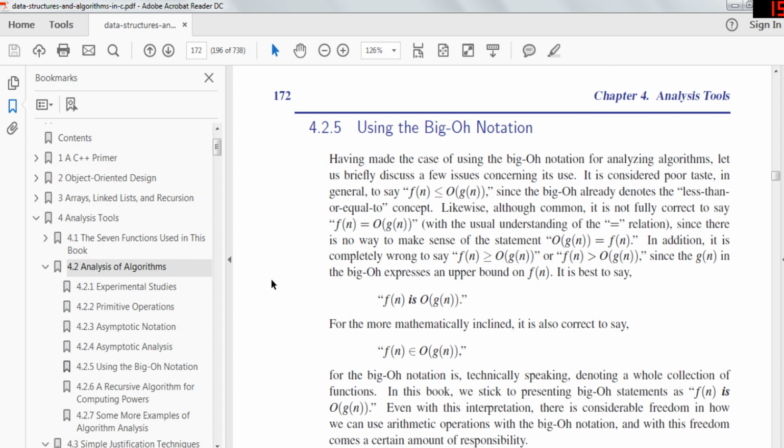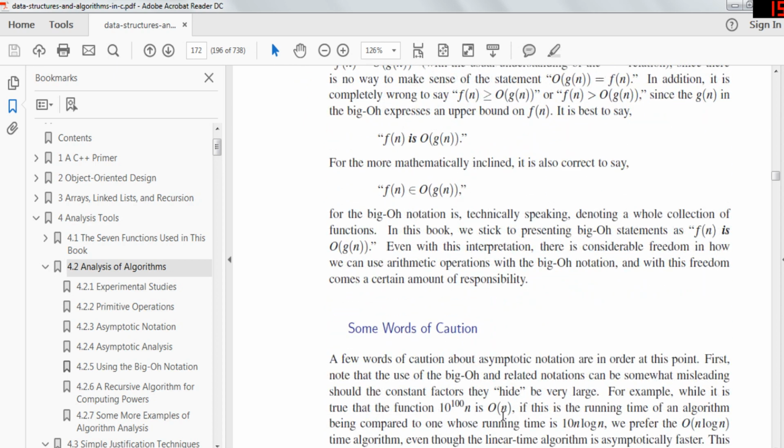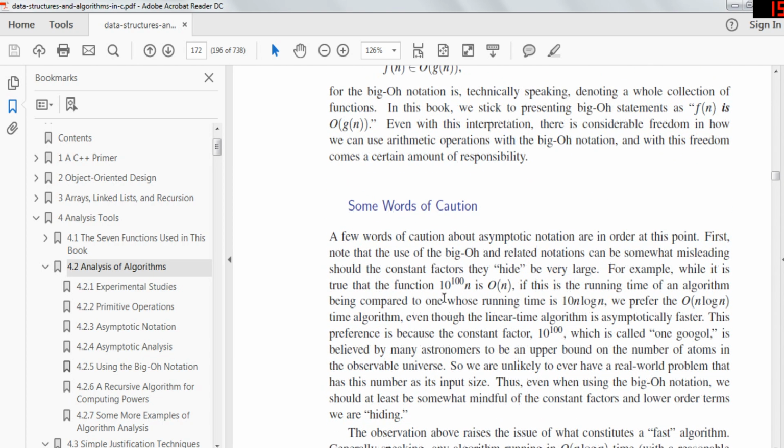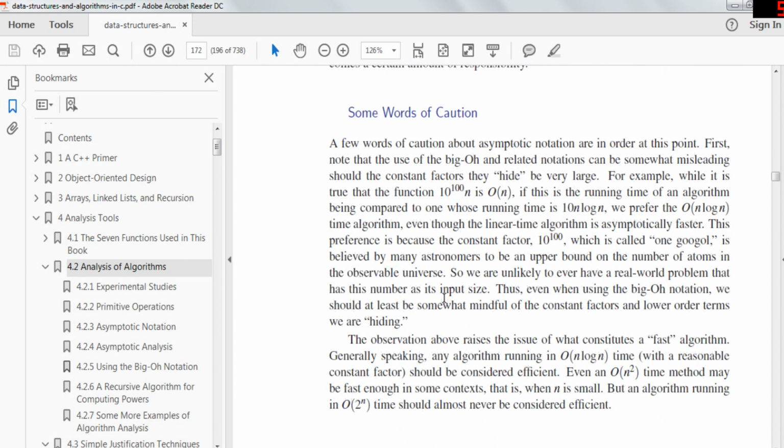For the more mathematically inclined, it's correct to say f of n is, I think this means element, an element of O of g of n, okay? Big O notation is technically speaking denoting a whole collection of functions. In this book, we stick to presenting big O statements as f of n is O of g of n, okay? Even with this interpretation, there is considerable freedom in how we use arithmetic operations with the big O notation, and with this freedom comes a certain amount of responsibility.